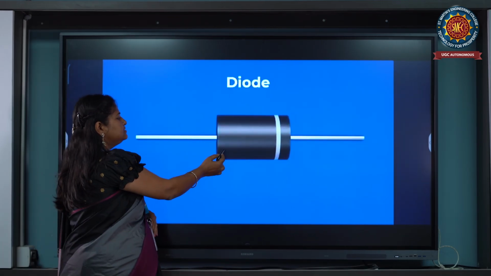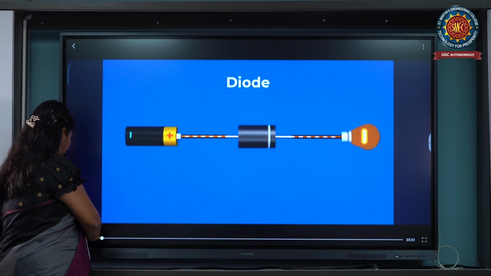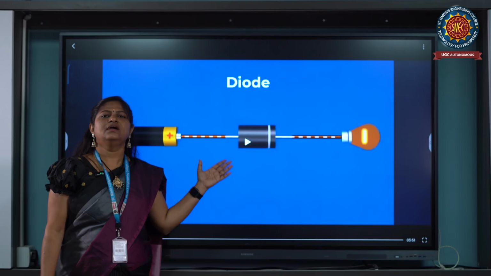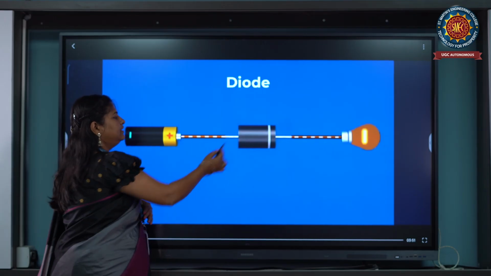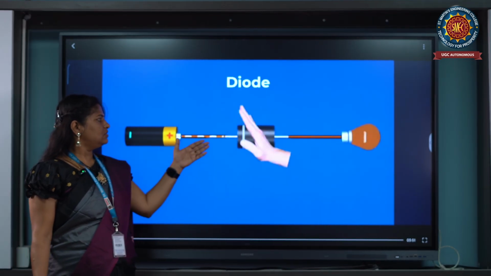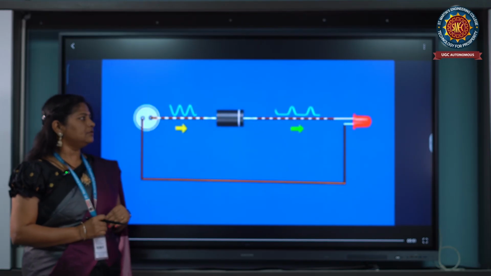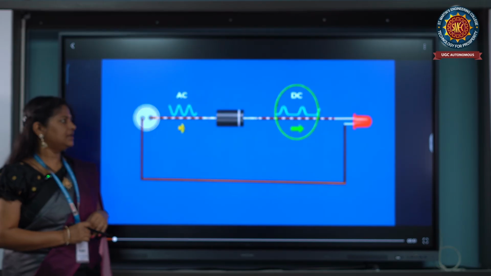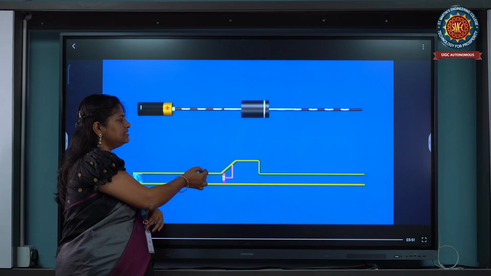The diode is a two-terminal device which acts like an on switch in forward bias condition and an off switch in reverse bias condition. Whenever we have the on switch and off switch, it controls the flow of current in the diode, and it converts the alternating current into direct current. Like LEDs will glow, and it is used as a regulator.